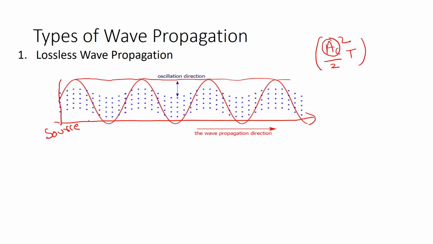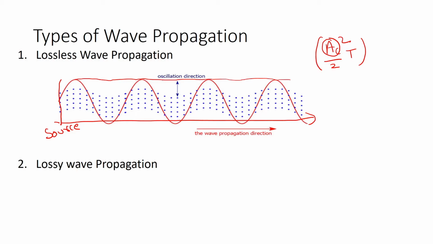As you can see, even though there are multiple points which are further from this source, all of them are receiving same A_C, therefore all of them are receiving same energy. That means no energy is lost in propagation. Such type of wave propagation is called as lossless wave propagation.